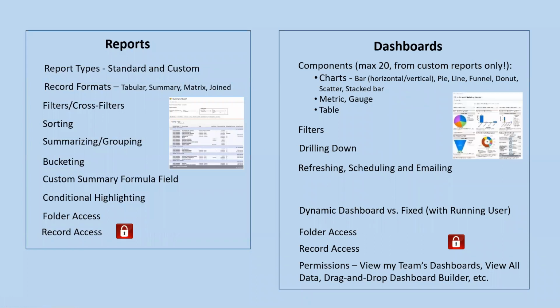Dashboards. You can have a maximum of 20 different components on your Lightning dashboard. We have a variety of charts that we can choose from. And by the way, we can have charts on reports as well.